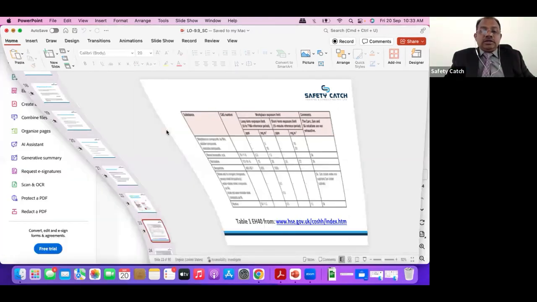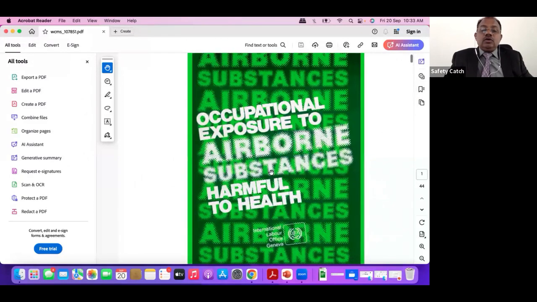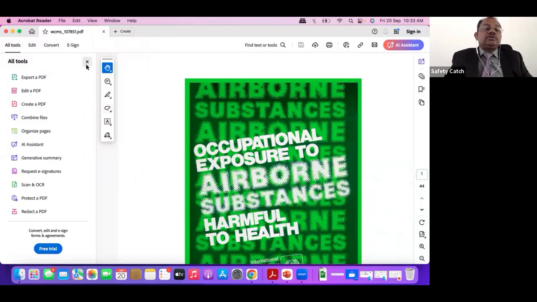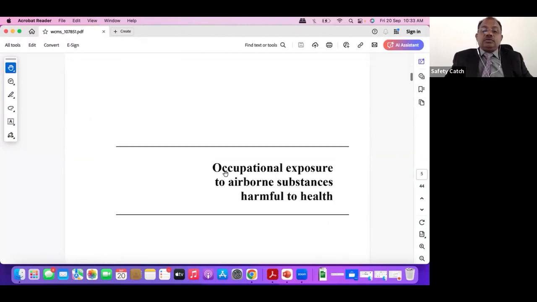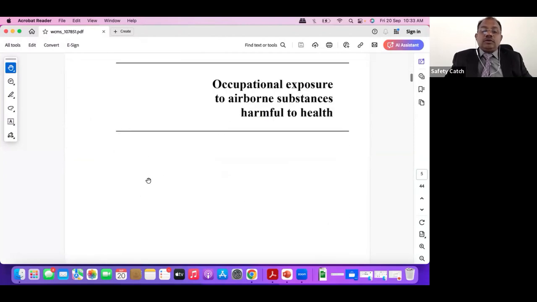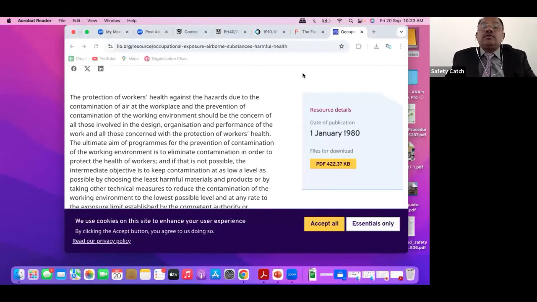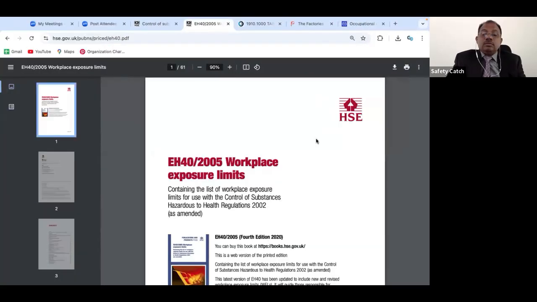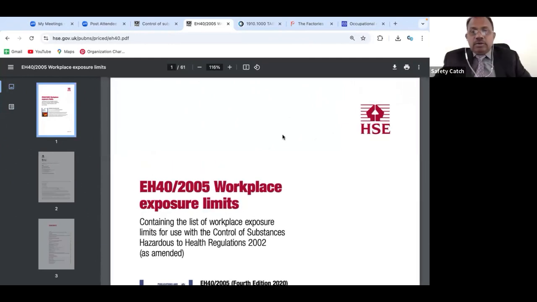So we'll go and see how to use the table. This was the ILO code of practice, which I was showing to you. All these copies you will be getting. Occupational exposure to airborne substances harmful to health, this is the ILO publication. Anyway, we are going to EH40. This table is very important for you during the exam also.